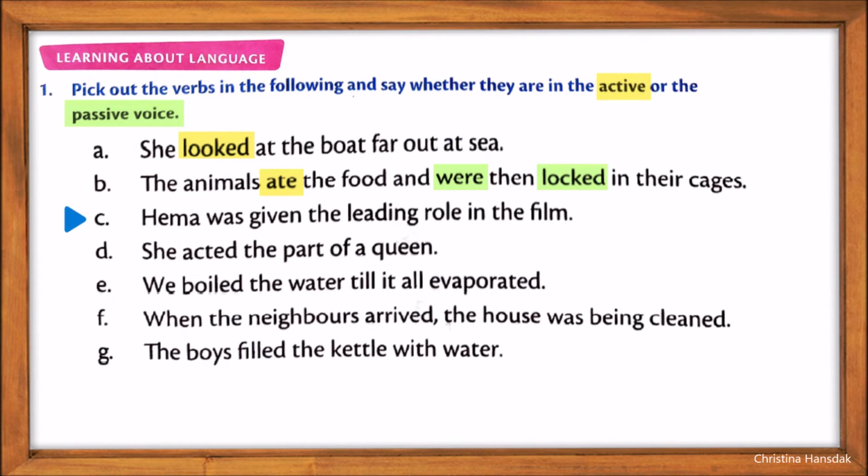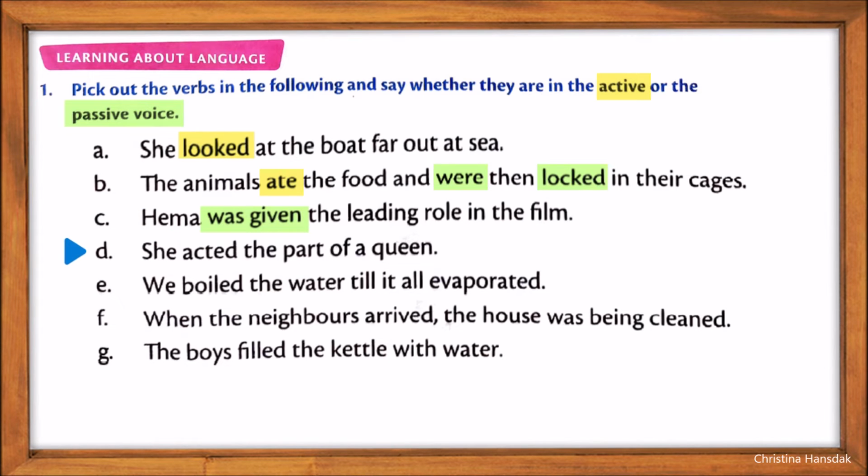Sentence number C. Hema was given the leading role in the film. In this sentence, was given is our verb. And although the subject Hema is mentioned in this sentence, the subject is not active. Hema is not doing any action. Okay? So students, the verb was given is in our passive voice. Alright?